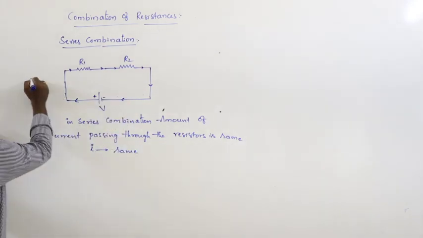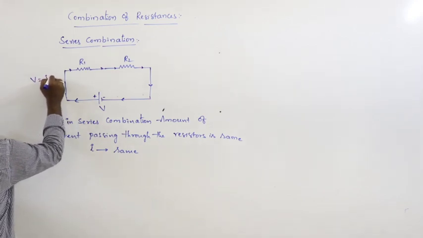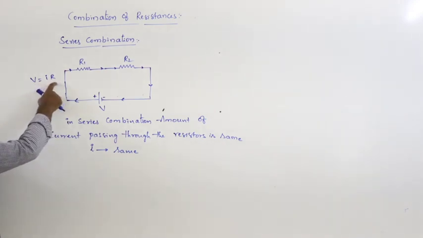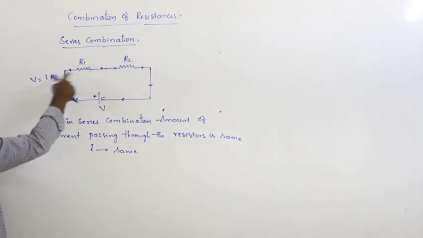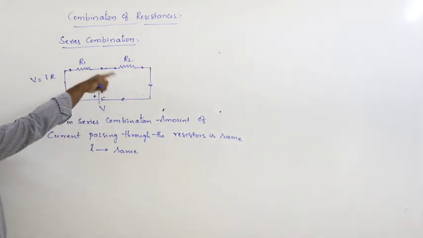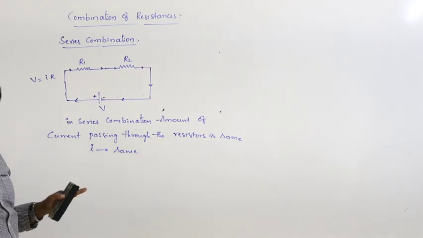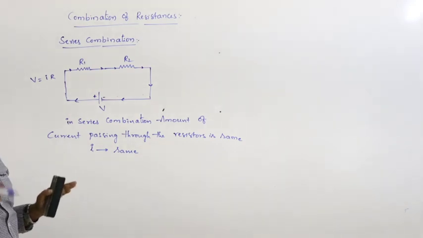So here we have the condition V equals IR, Ohm's law. These are the three variables here: potential, current, resistance. Definitely resistance must change, because in the series combination the effective resistance must change. But in potential and current, any one should be constant.